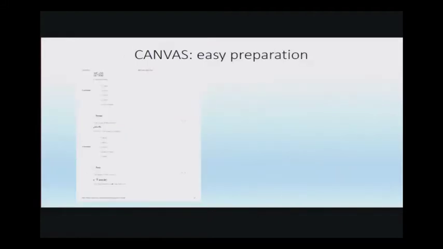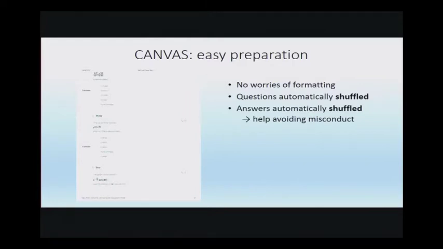So here is one more example of Canvas, the test sheet. Not sure you can see this clearly, but this includes quite a few mathematics equations and symbols. First of all, we don't have to worry about this format anymore. All we have to do is prepare the problems and then type them into the system. Canvas has the format already. Once we type in questions, they are automatically shuffled. Answers are also automatically shuffled. So this will help reduce students' misconduct.